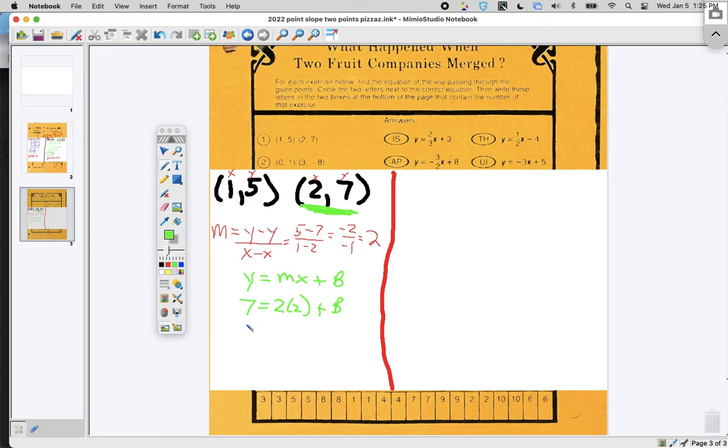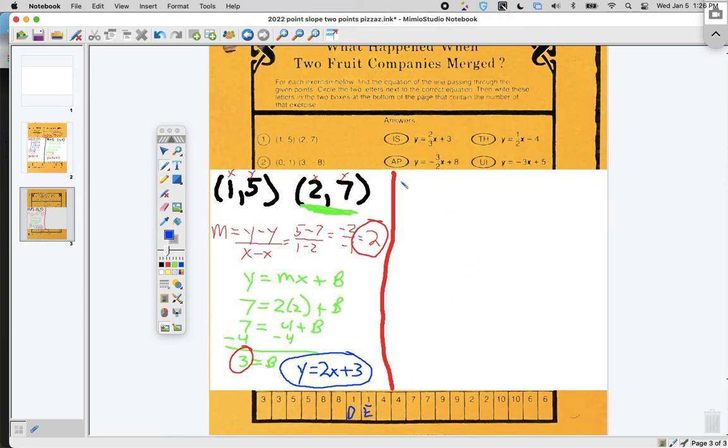So now solve this simple two-step equation. 7 equals 4 plus b. Subtract 4 from both sides. 3 equals b. I got my 2 pieces of the puzzle. I have my m. I have my b. Write the equation. The equation would be y equals 2x plus 3. And when you look on your page, y equals 2x plus 3 is DE. So you come down here to 1, put D, put an E.